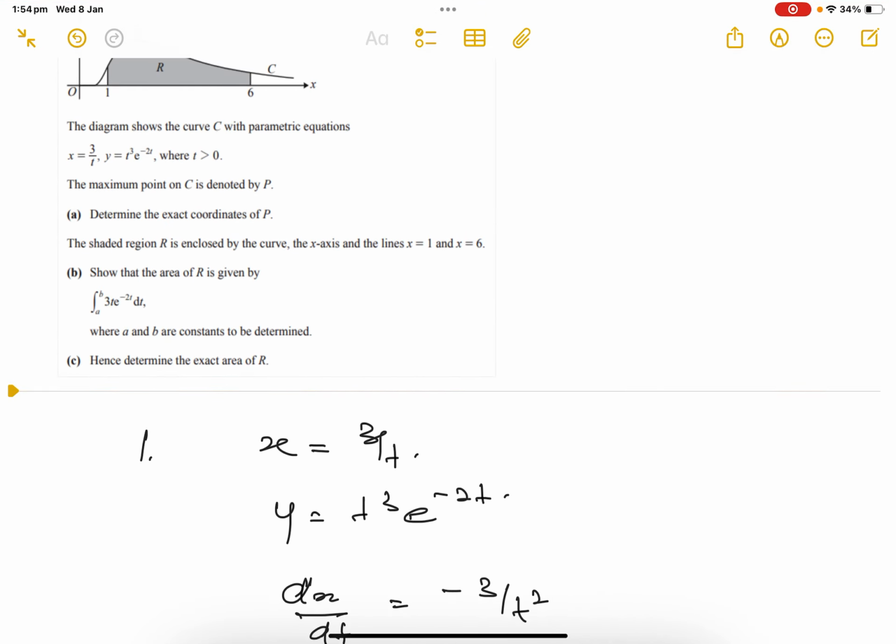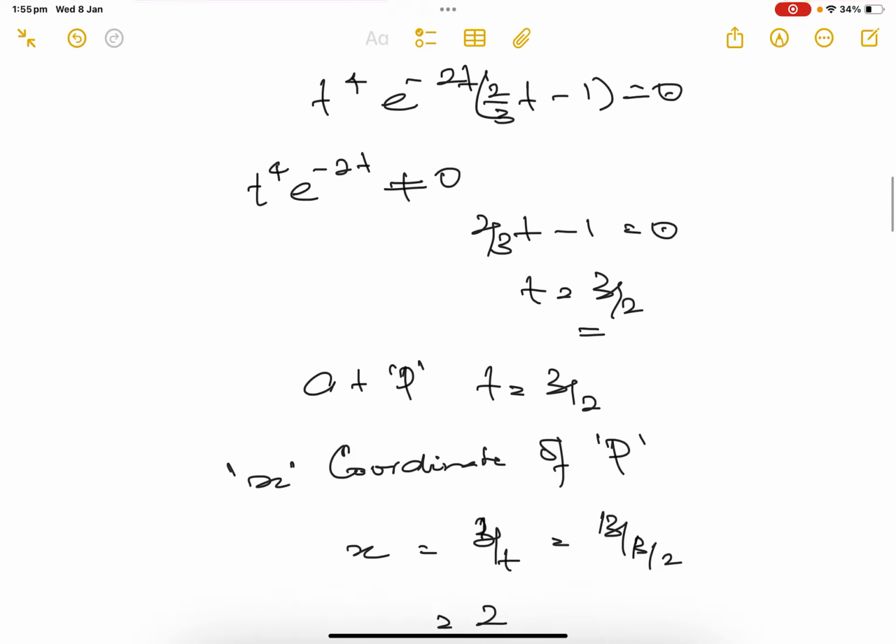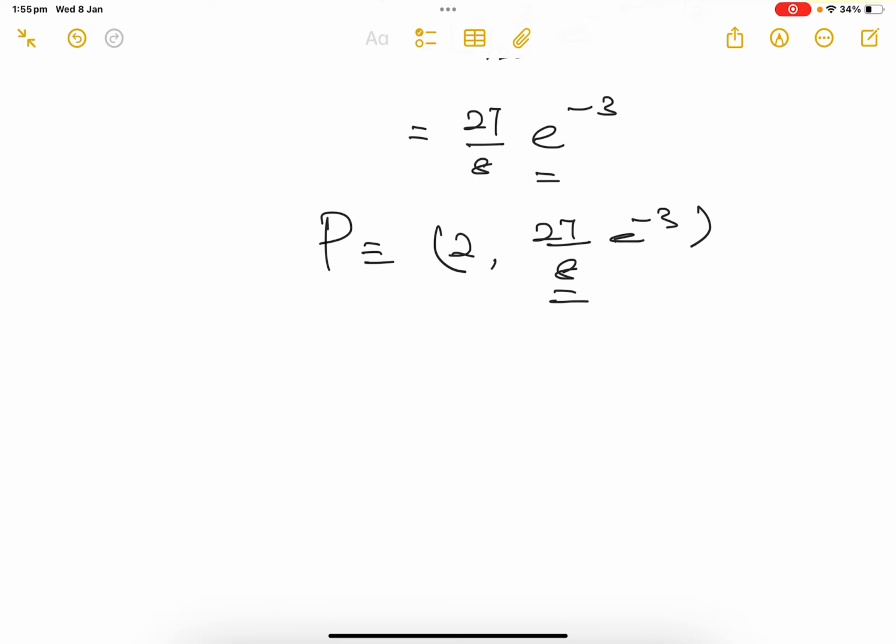Second part: the shaded region R is enclosed by the curve, the x-axis, and the lines x equals 1 and x equals 6. As I said, this is an application of integration. The prime application of integration is to find the area under a curve. So the area is given by the following formula: R equals the integral of y dx, with limits 1 to 6, upper limit 6, lower limit 1.